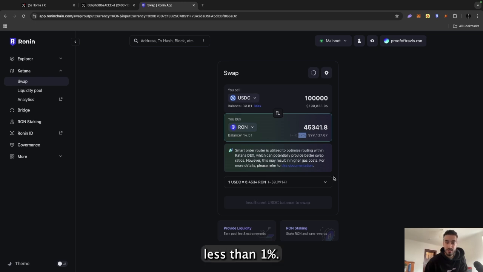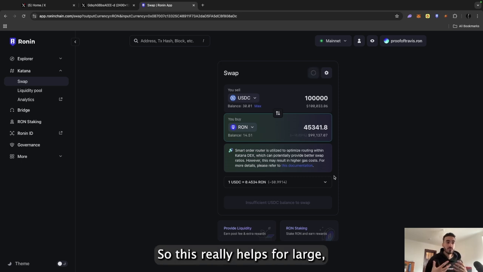than 1%. And that's because there's a lot of concentrated liquidity at the price right now. So this really helps for large, almost whale investors and traders to buy and sell without the worry that they're going to have crazy price impact.